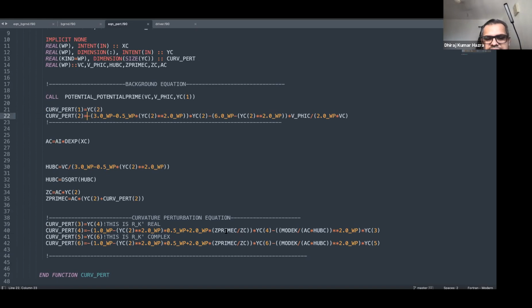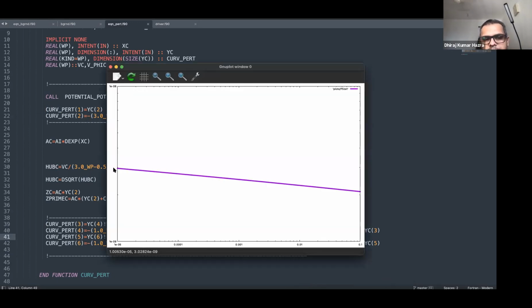Okay, so you can see the z prime by z is written here, k square by aH square are written here. These are simply the equations that we are going to solve. And when we solved, we found that the primordial power spectrum is nearly scale invariant. As you can see, it starts from 3 into 10 to the minus 9, and it ends around here, 2 into 10 to the minus 9. So there is a change in the amplitude over the perturbation scales.